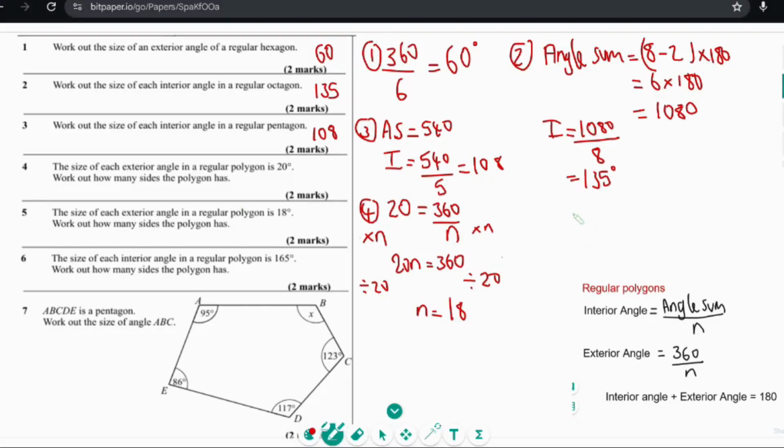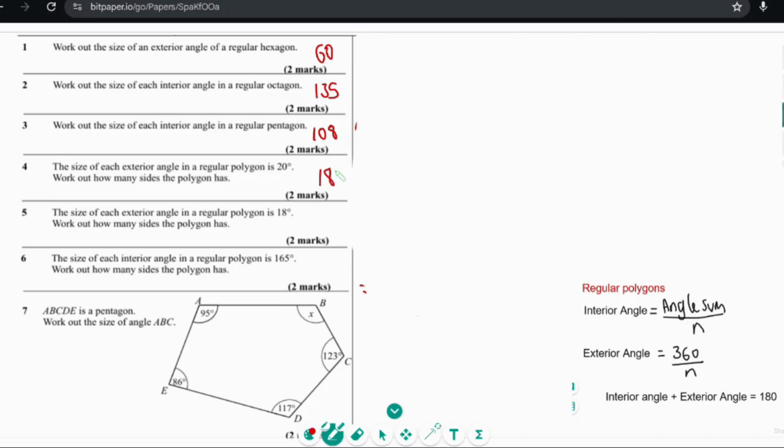Number 5. The size of each exterior angle is 18 degrees. Work out how many sides it has. Well, you need to use the same formula. 18 equals 360 over n. Let's make n the subject now. So let's times both sides by n. 18n is 360. Divide both sides by 18. n is 20.